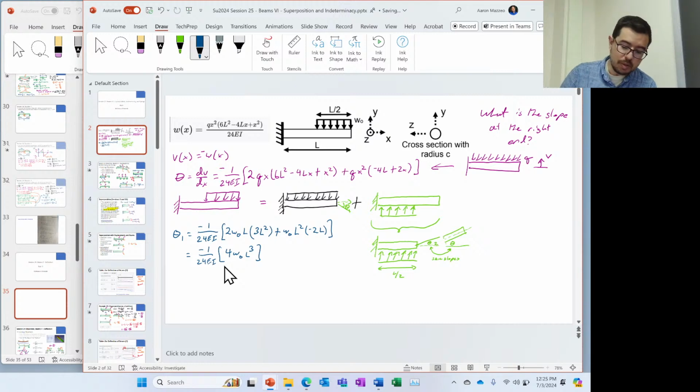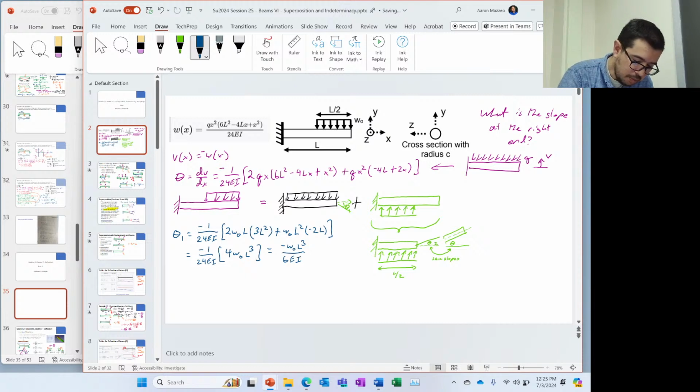All right, now let's go to the other side. The other side is a little bit trickier, okay? I guess we can simplify this a little bit. We can say this is going to be minus W naught L cubed over 6EI. I think that's right.